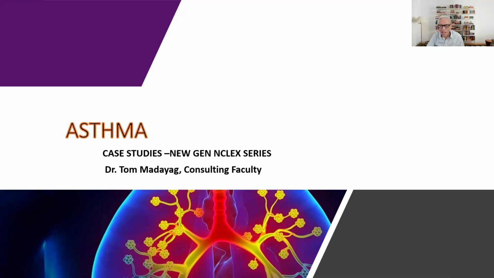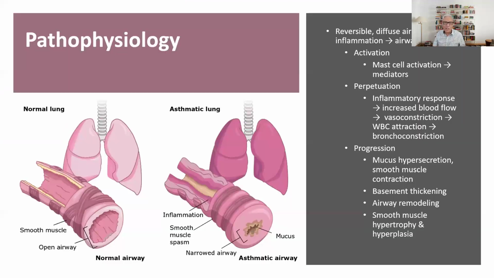So what is asthma? Well, we know that this is a disease. It's a chronic inflammatory disease of the airways. And what happens to the airways is it becomes hyper-responsive. And when we say hyper-responsive, there's an exaggeration of the immune system response by the body. And that is exactly what happens in asthma. So let's begin with a discussion of the pathophysiology of asthma.